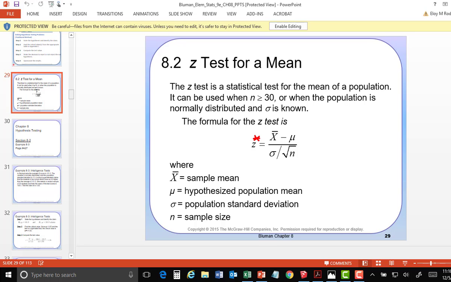So n is over 30, and when the population is normally distributed, and look, sigma is known. This is not usually known, but that's what they're saying. So when it is known, you will use it in the equation. When it's not known, you just substitute a t-test statistic. It's going to be x bar minus mu over s divided by the square root of n, which is the same as this, except we change that to s. And we use a different curve of distribution. This is called a t-distribution. Okay?